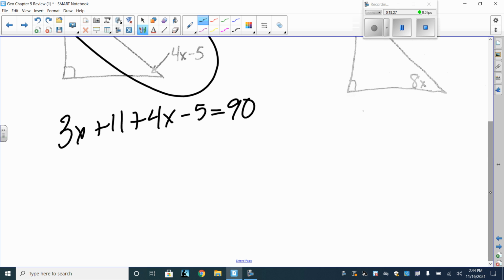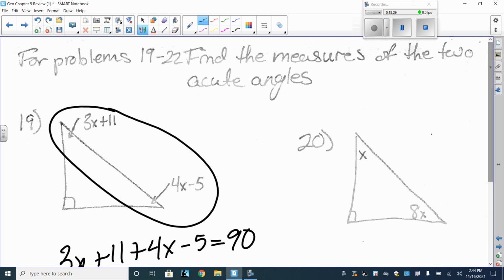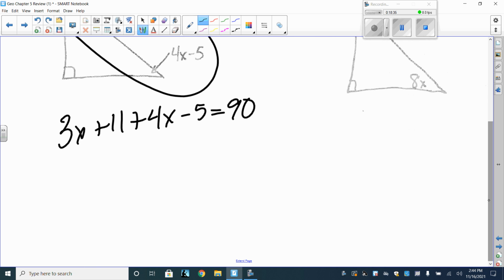Both will work. And let's see what it's asking for. Find the measure of the two acute angles. So we're not just finding the value of x, we have to plug it back in. You're going to have to do both, because it's going to want both.